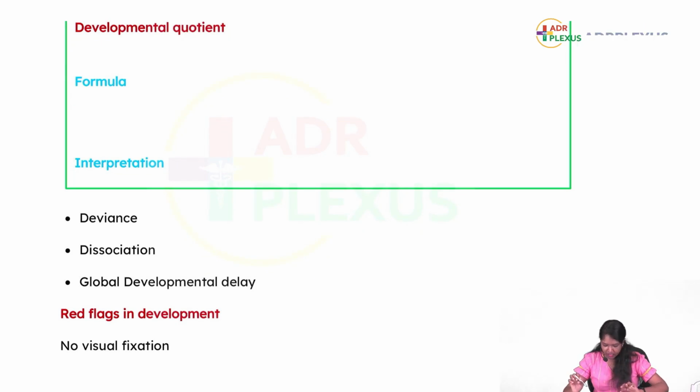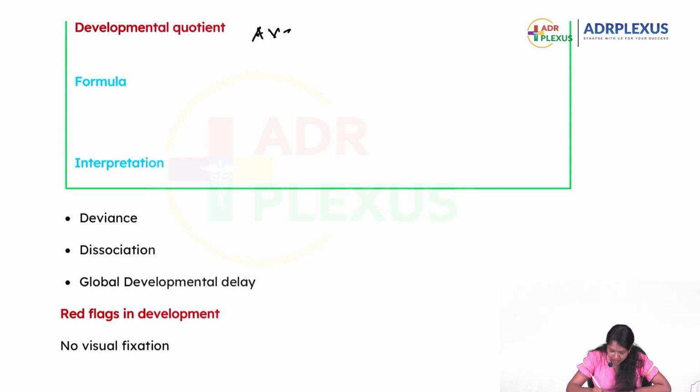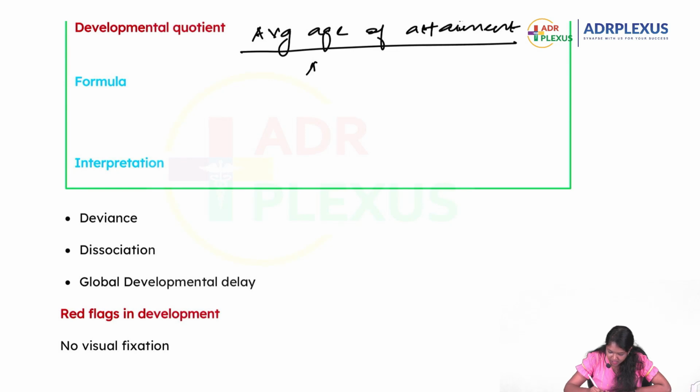Next, we are going to something called as development quotient. So you people would have heard about intelligent quotient. Similar to intelligent quotient, you have something called as a development quotient. So what is this development quotient? The formula is average age of attainment by actual age into 100.